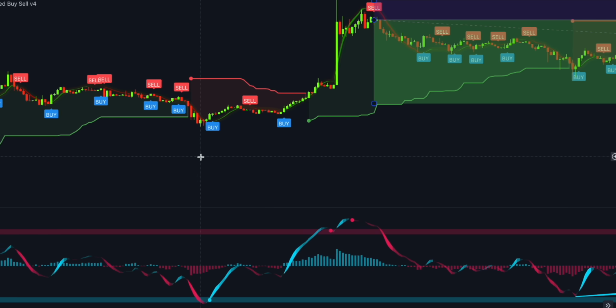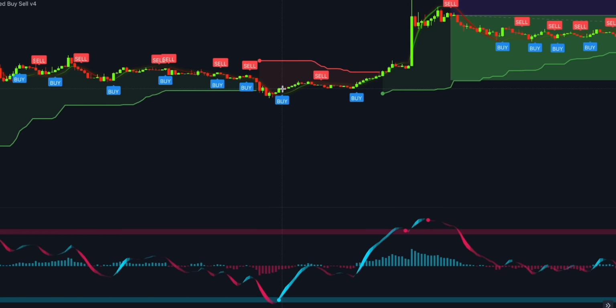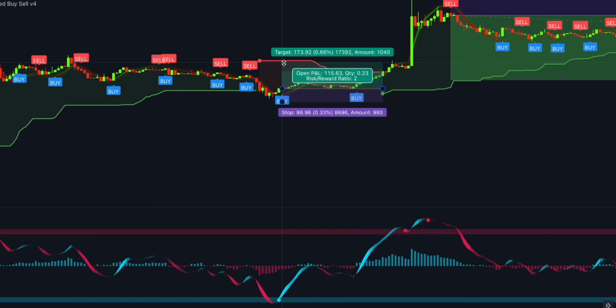As we can see, traders, this strategy gives a high win ratio. Almost no losing trades.